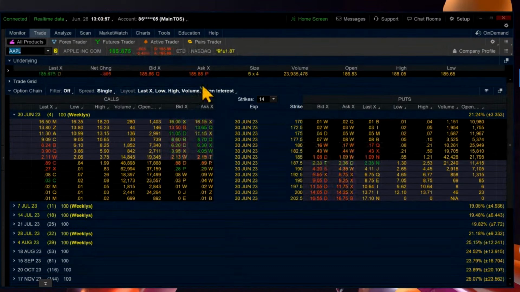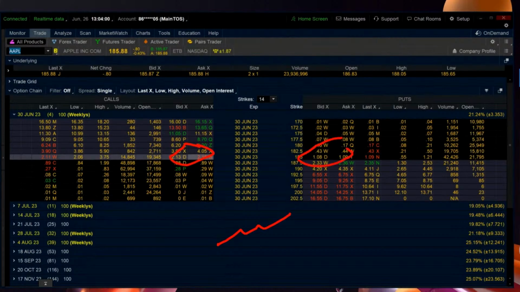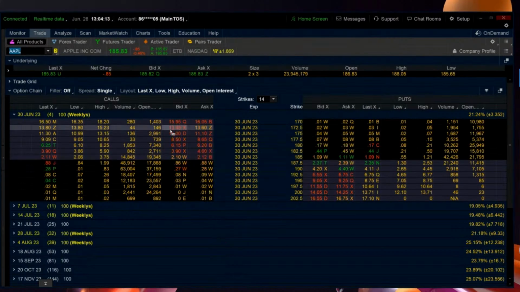Because what happens is if you buy the 185s and the stock slowly goes up, well, this put is going to get killed, which means the premium that is included in that will get hit. And you actually might lose money, even if you're right.